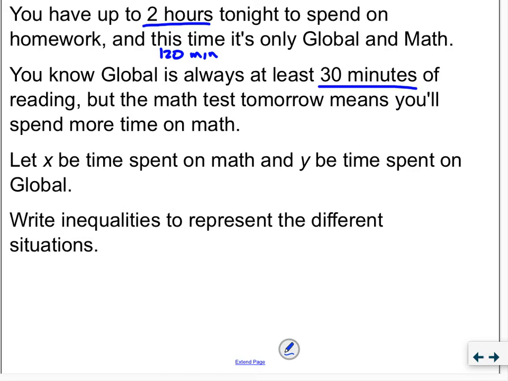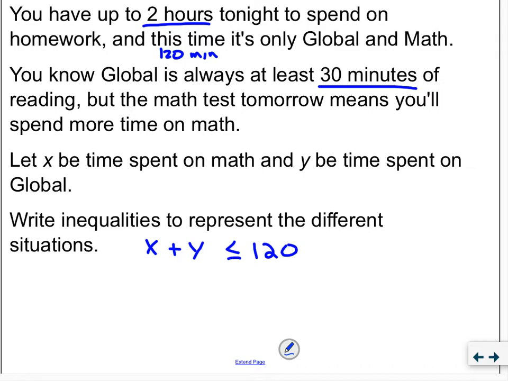So first of all, it says you have up to 2 hours. Up to 2 hours, no more than 2 hours, to work on your global and your math homework. So what if we say that x plus y is less than or equal to 120? You have up to 2 hours to do your math and your global.